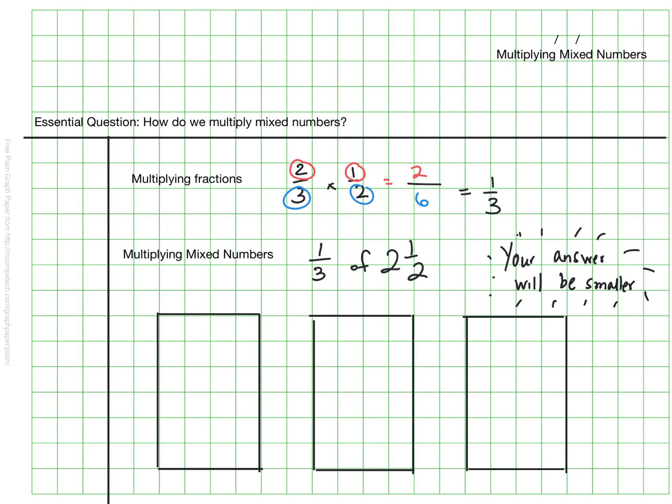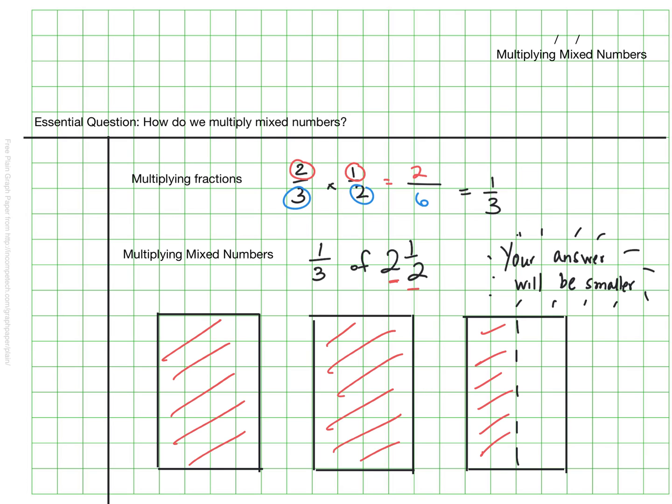So as I like to do, I'm going to start off with a model. So we're starting with 2.5 of something. So I have 2 whole sections that I'm going to shade in. And then I want half of this other one. So I'm just going to draw a dotted line down the middle. And this is going to represent my 2.5, right? A mixed number means we have some wholes and then a part of another. So 2 wholes and then a half.